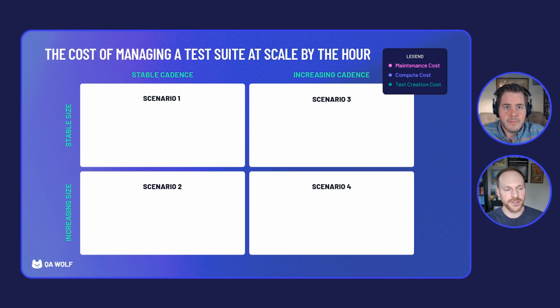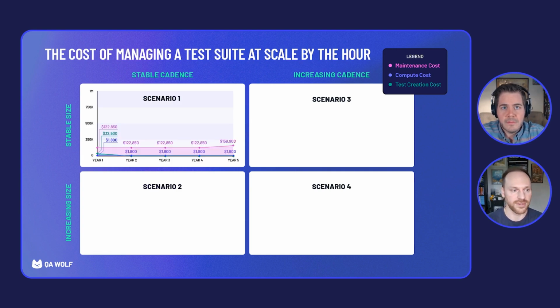So the first one, scenario one, its test suite remains the same and test cadence remains the same as well. This scenario is typically seen in very mature products, products without large engineering focus, or products or companies that are just not in the moment prioritizing innovation.